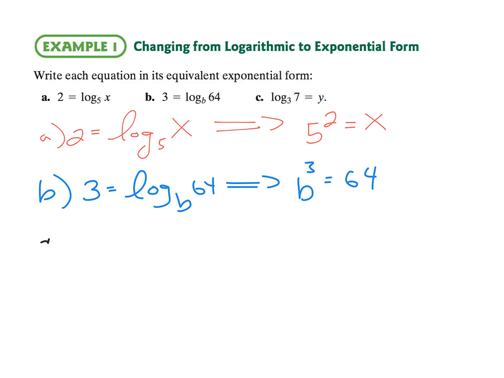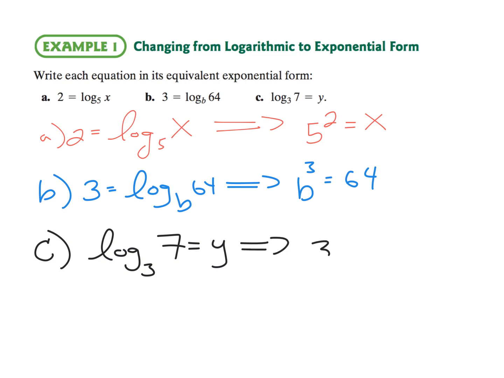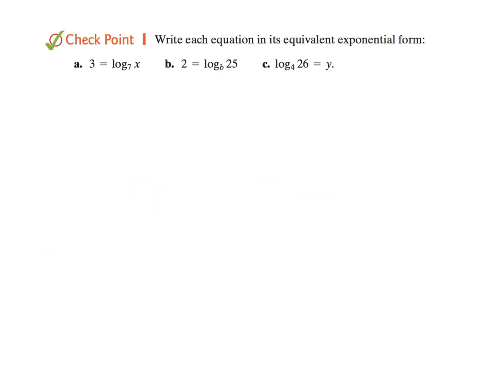Okay, part C. C says log base 3 of 7 is equal to y. This becomes 3 to the y is equal to 7. Alright, so that's how you convert from logarithmic form to exponential form. For this checkpoint, go ahead and have an attempt at all 3 of them, and then pause it and compare it with what you have.